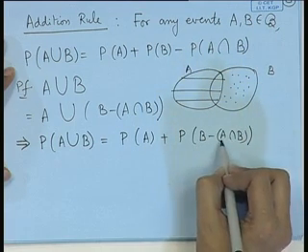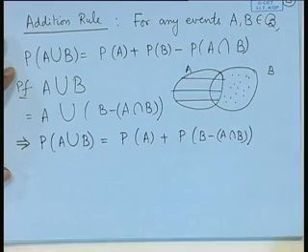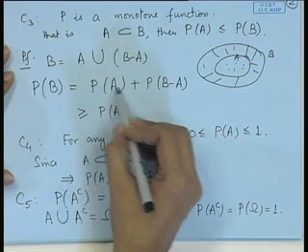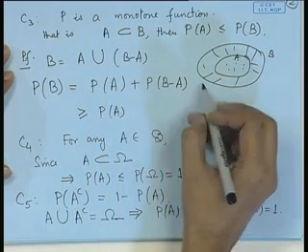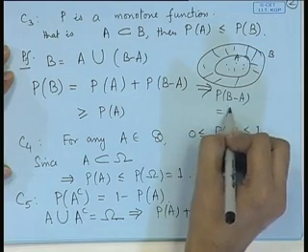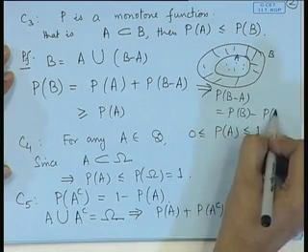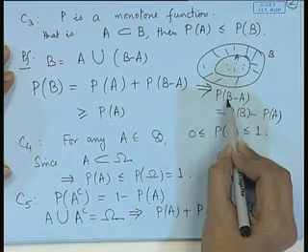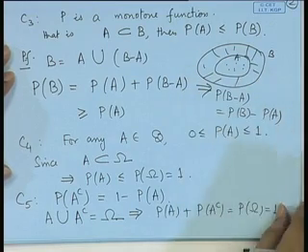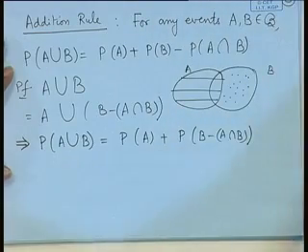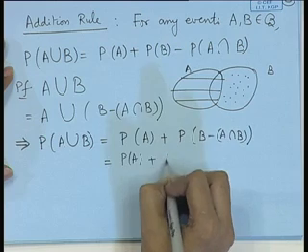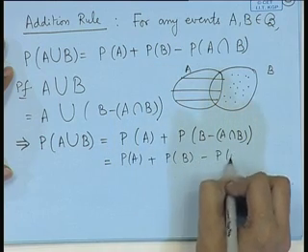Now, at this stage we notice that A intersection B is a subset of B, and if we look at the statement that probability of B is equal to probability of A plus probability of B minus A, then this implies that probability of B minus A is equal to probability of B minus probability of A. That means, if A is a subset of B, then probability of B minus A can be expressed as probability of B minus probability of A. Therefore, here we can write this as probability of B minus probability of A intersection B.